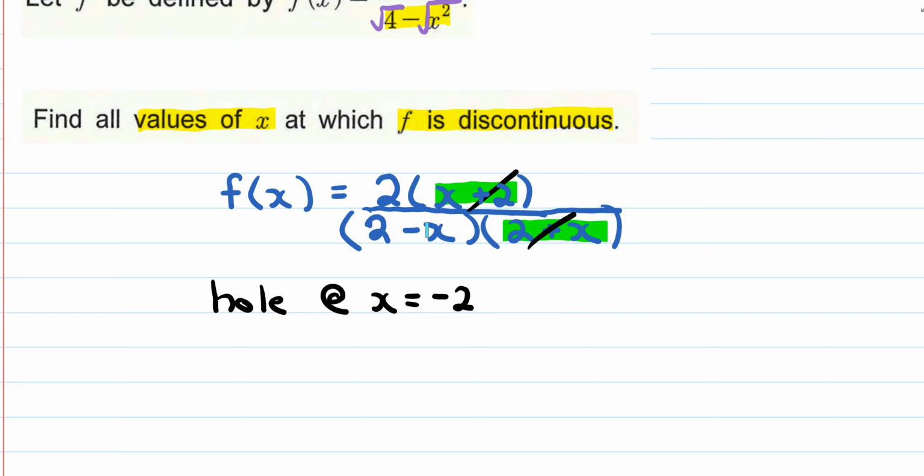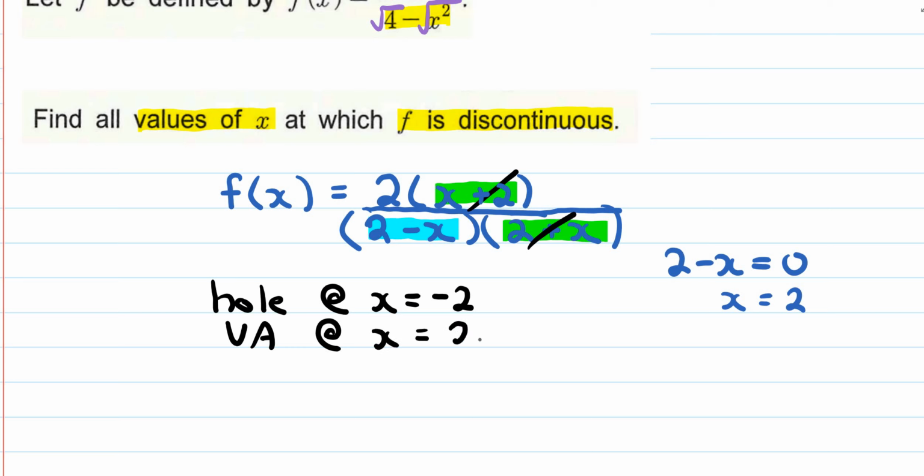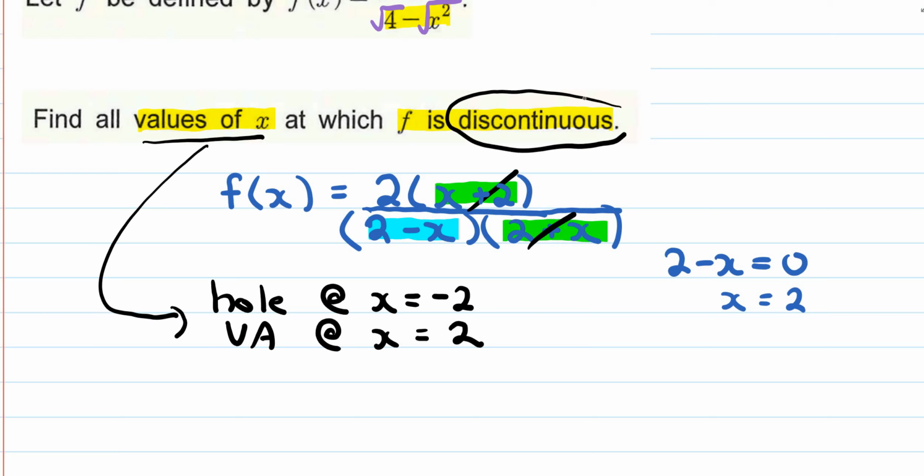All right, then we can just cancel those off. And if I take a look at this part right here, if I set 2 minus x equal to 0, that means x would equal positive 2, and that means we have a vertical asymptote at the other x value, which is positive 2, so x equals 2. So those are your values of x where your function is discontinuous for part A.